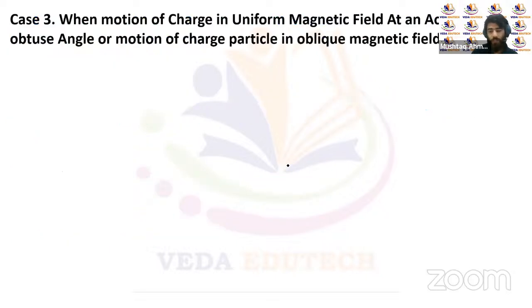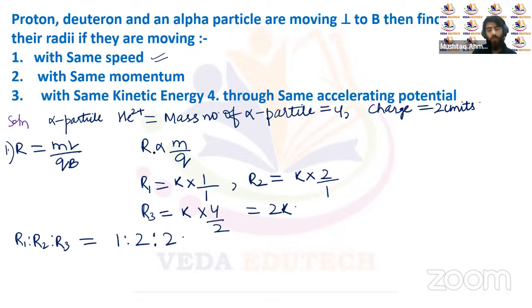Similarly, if we want to find the ratio of the radius when these three particles are moving with the same momentum, in that case we can just write mv upon qb. mv is the momentum, right? We can replace it with p, so it will be p upon qb. If they are moving with the same momentum and p is also the same, then the ratio will be r1 ratio r2 ratio r3.